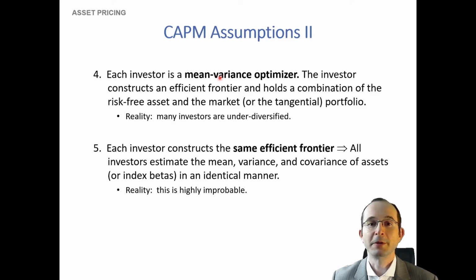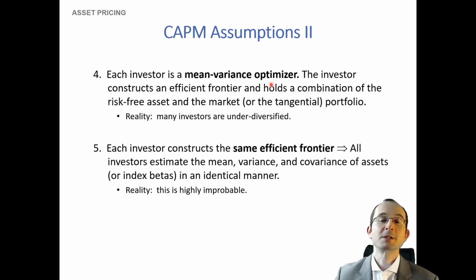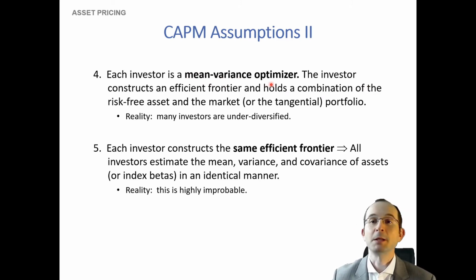Similarly, from portfolio theory, we assume that each investor is a mean variance optimizer. In other words, all investors are risk averse. They like expected returns, the more the better, and they dislike portfolio variance, the less the better. And therefore everybody constructs an efficient frontier and holds some combination of the risk-free asset and the tangency portfolio. In other words, everybody behaves in a way consistent with portfolio theory, which shouldn't surprise us, because remember, the CAPM is an extension or a consequence of portfolio theory.